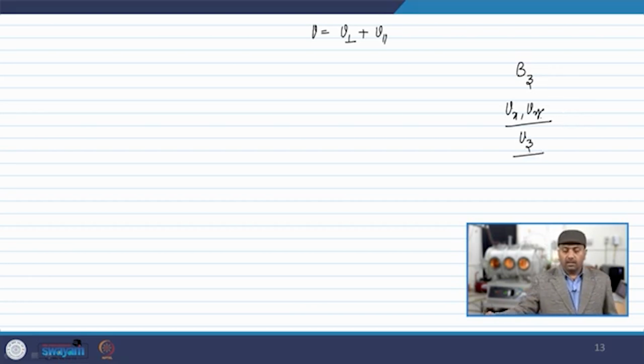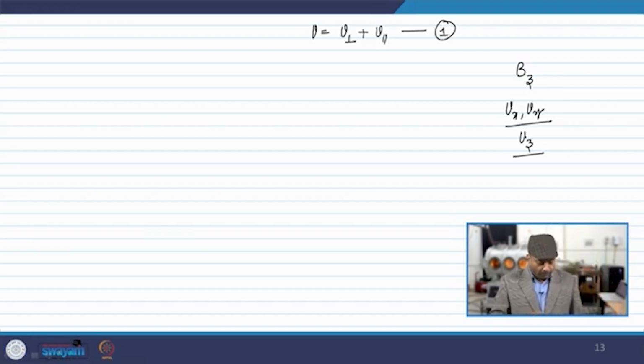Now, let us say the velocity of the particle is decomposed into v perpendicular plus v parallel. What is v perpendicular? V perpendicular is the component of velocity which is perpendicular to the magnetic field. Let us say the magnetic field is along Bz, then Vx and Vy will constitute the perpendicular component of velocity, and Vz, which is parallel to B, is v parallel, right. Let us call this equation number 1.